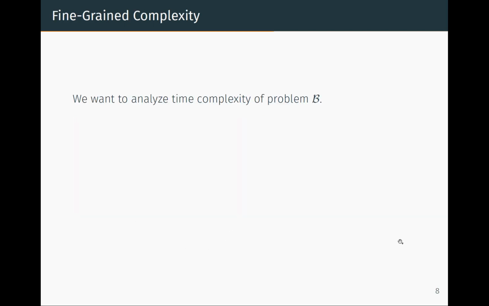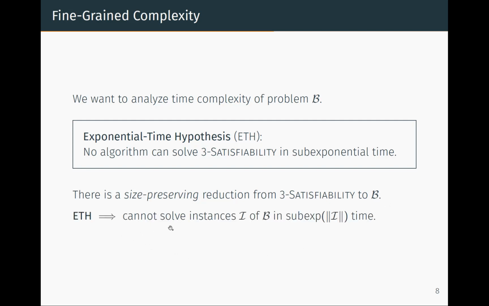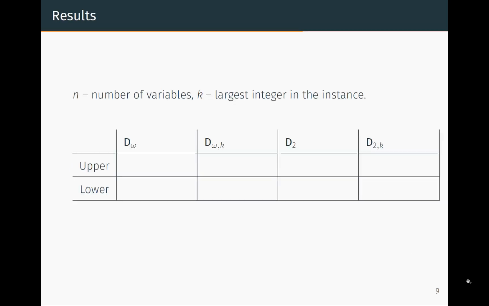The assumption that we use in this paper is a standard assumption, the exponential time hypothesis, which claims that no algorithm can solve 3-SAT in sub-exponential time. So if we can find a size-preserving reduction from 3-satisfiability to the problem B, we can claim that B is not solvable in sub-exponential time, unless the ETH fails. By size-preserving, we mean that the size of the resulting instance is linear in the number of variables of the 3-SAT instance that we started with. Now we are ready to present our results.